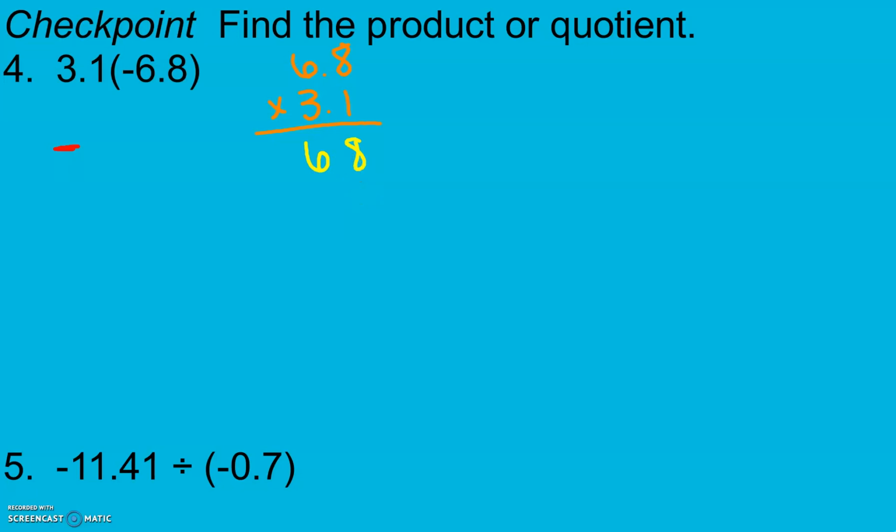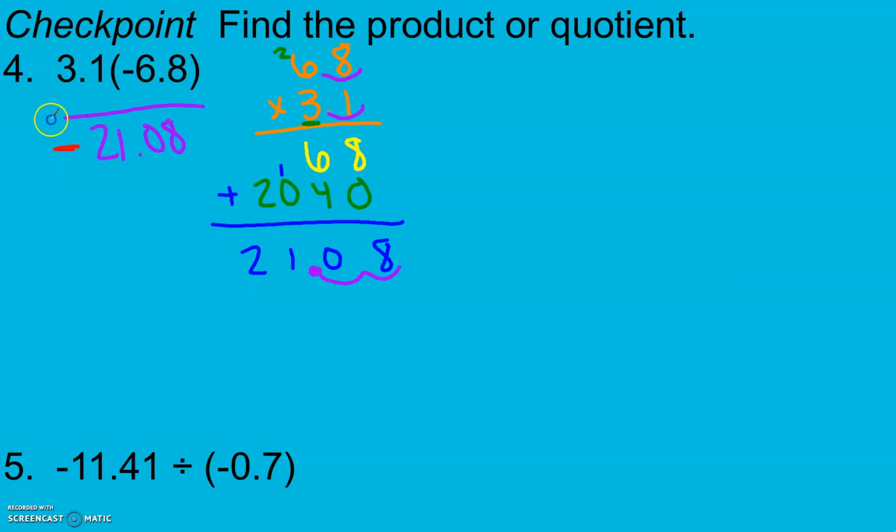I put a 0 because I move over to my 3's now. 3 times 8 is 24. And 3 times 6 is 18, plus 2 gives me 20. Now, I add those up. 8, 10, carrying my 1, 1, and 2. I look, 2 numbers after my decimal, so 2 numbers after my decimal, and I end up with 21.08, and it's negative.